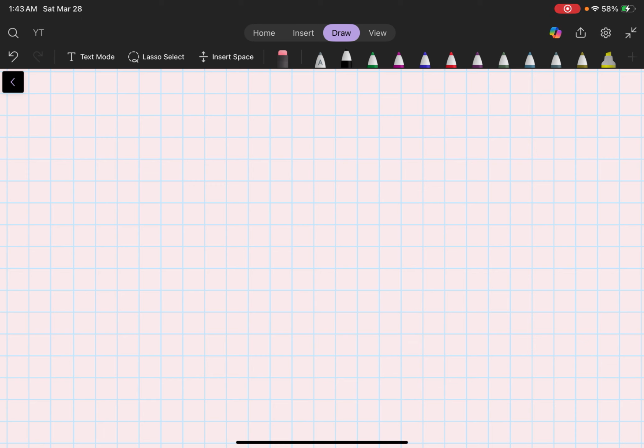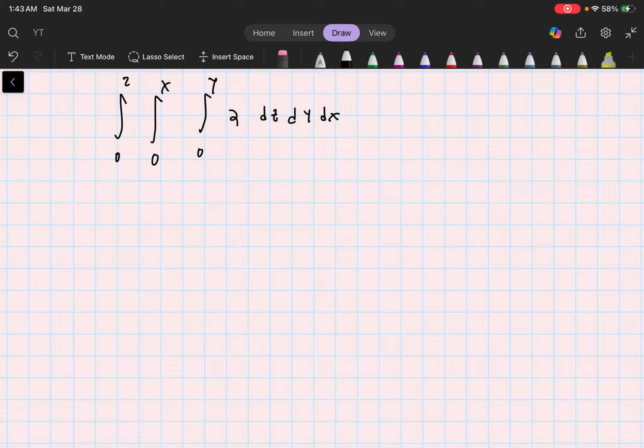So we're going to do the integral of 0 to 2, 0 to x, and then 0 to y, of 2 dz, dy, and dx. Essentially, we're doing the same thing that we did in Fubini's. We're just going to use the variables as bounds themselves. From there, we're going to integrate with respect to each variable, and we should be good from there.